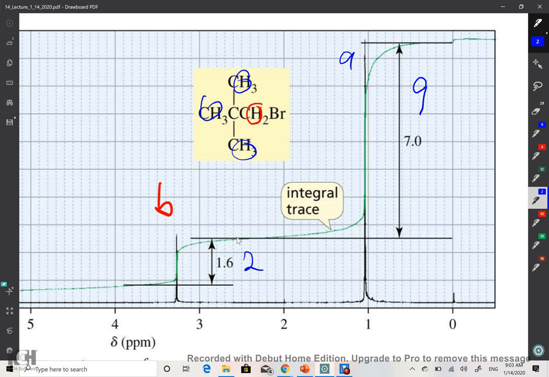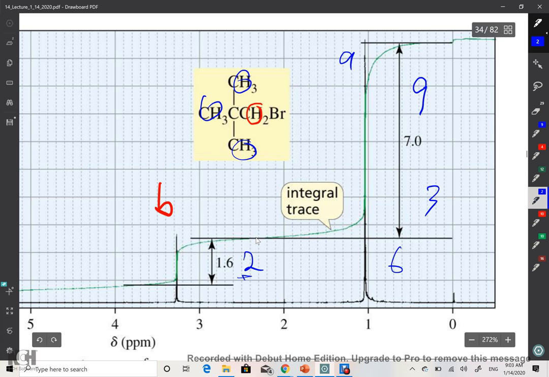So you can express it as a ratio, or you can express it as the exact number of hydrogens. Either way, you will see both, so you should familiarize yourself with them. That's what we refer to as the integral, and that's how important the integral is. When I see an integration of two, it's most likely that I have a CH2. If I see an integration of three, what do you think of? CH3.